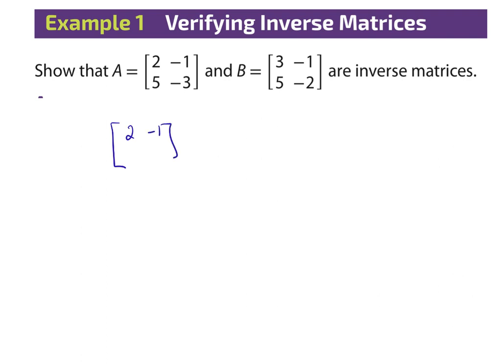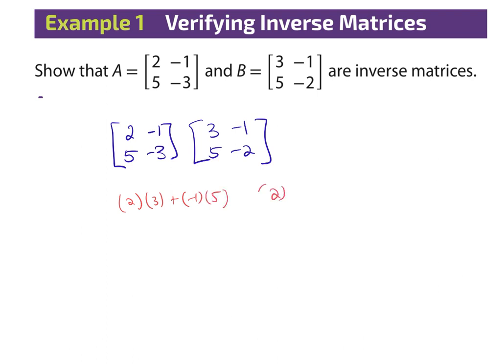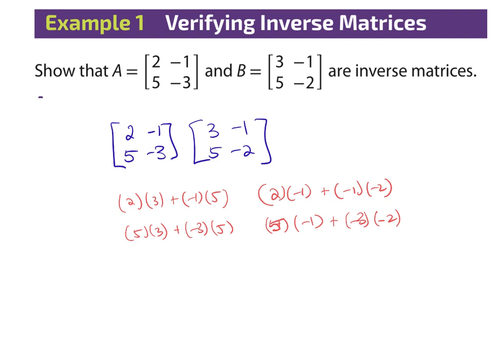So we're going to take 2, negative 1, 5, negative 3, and multiply it by 3, negative 1, 5, negative 2. Since they're both 2 by 2s, they're going to multiply, and you should get a 2 by 2. And so you do the multiplication out, which hopefully we all know how to do at this point. And then negative 1, negative 1. Nope, I did this. There we go. 5, negative 1. All right.